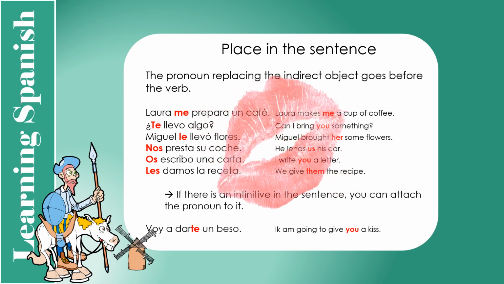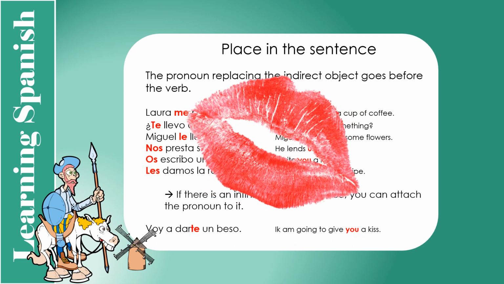Now, if there's an infinitive in the sentence, you can attach the pronoun to it. Voy a darte un beso. I'm going to give you a kiss. You could also say, te voy a dar un beso. That just sounds a little less Spanish than voy a darte un beso.